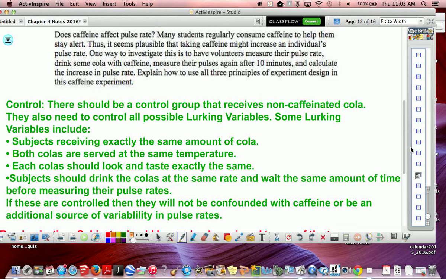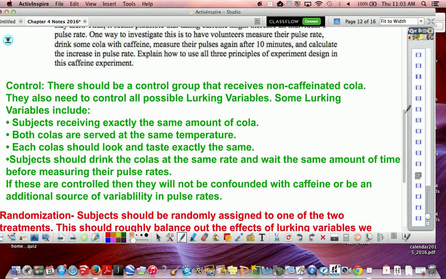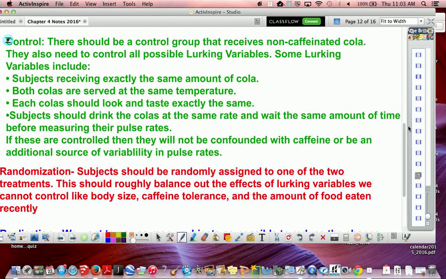Now, the next part is random assignment. If you randomly assign them to the 2 groups, one of the things random assignment will hopefully do is distribute some of the lurking variables that you might not be able to control. For instance, you might not be able to control a person's caffeine tolerance.